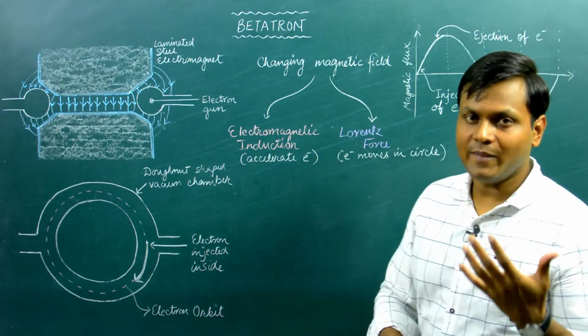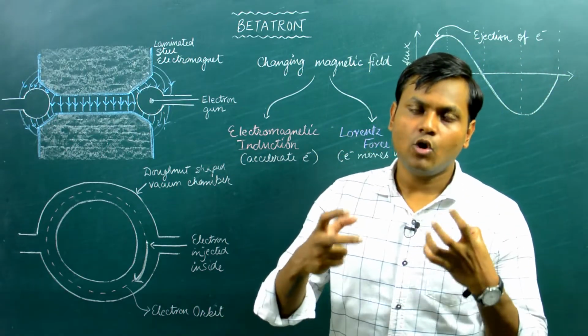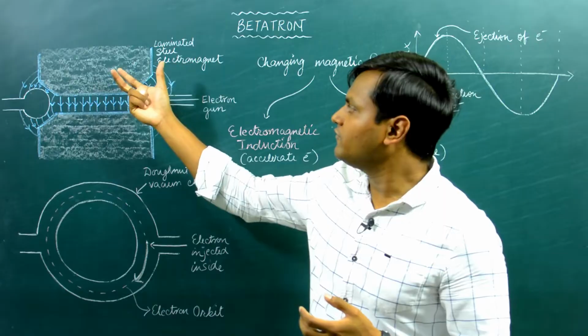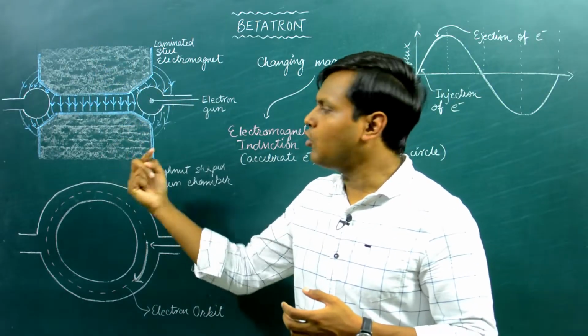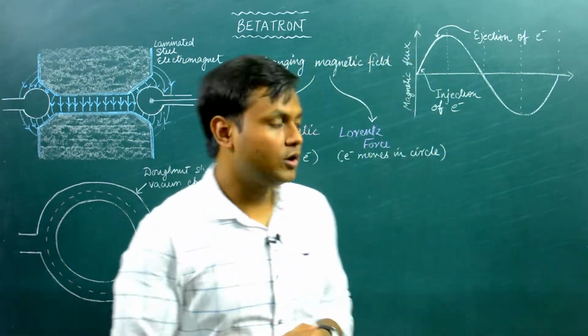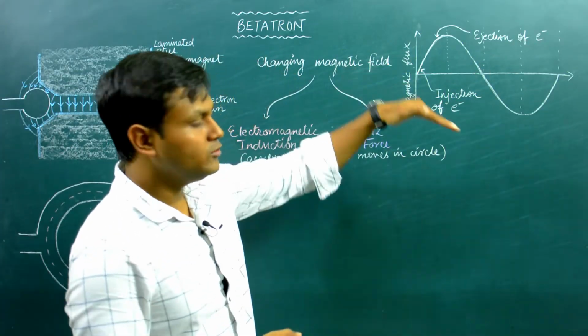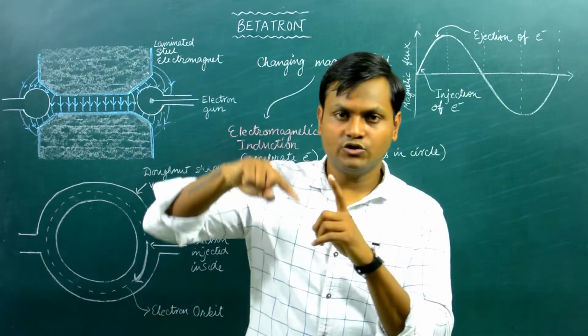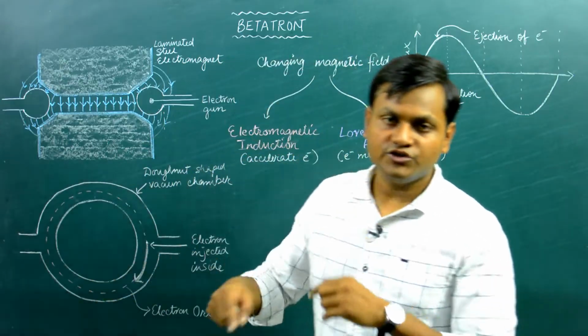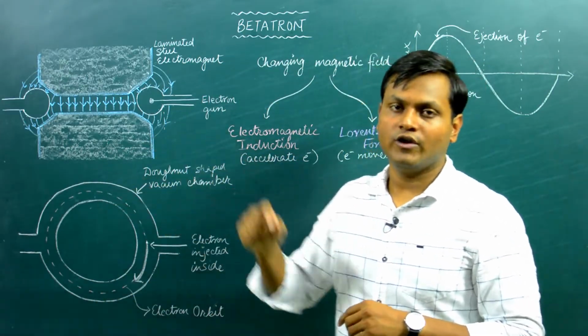So when I say changing magnetic field, I basically talk about the consequence of some sort of a current passing through the coil wrapped around this kind of a magnetic core. So when the current is alternating in nature, the magnetic flux is also going to be alternating in nature. The magnetic field is going to increase, it's going to decrease, it's going to change its polarity, and it's going to do this over and over again.